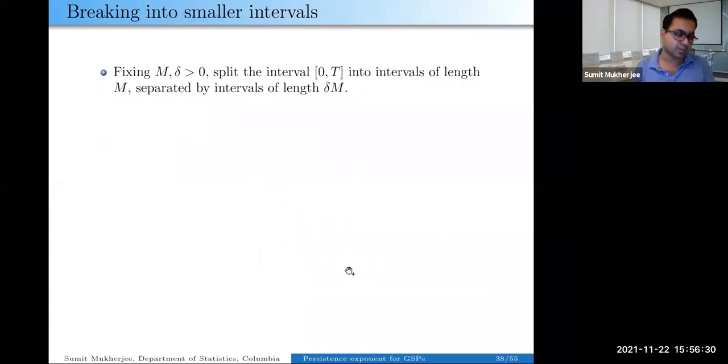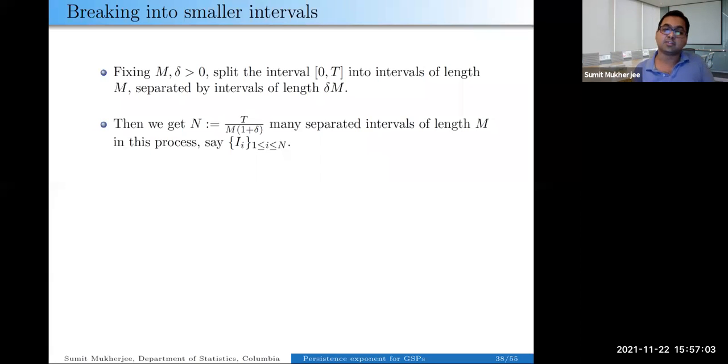Let me roughly go over the proof technique in this case. The idea is that you start with the interval 0 to t, and you fix m and delta, and you take intervals of size m, m being large and delta being small. The order of limits is that t goes to infinity first, followed by m, followed by delta going to 0. And then you leave out small gaps of delta m. So you keep m and you leave out small gaps of delta m.